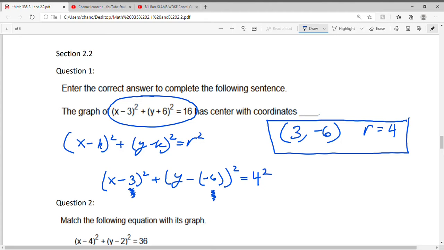Again, be careful. If you look inside the parentheses, the center is opposite of what you think. h is positive 3 and k is negative 6.